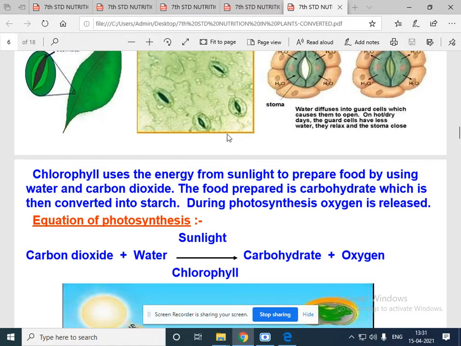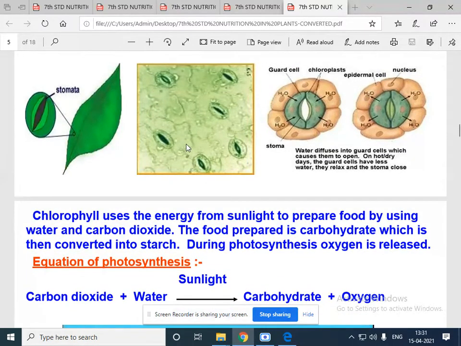Alright students, in the previous video we saw stomata, right? Closed stomata and open stomata. So what is this actual photosynthesis?